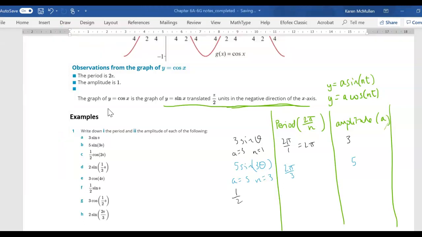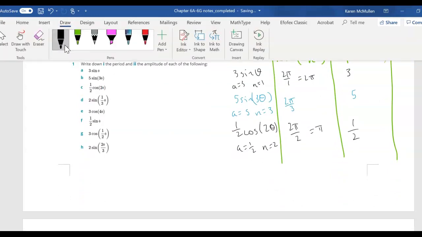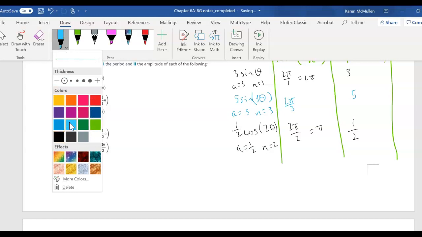I'll just change color so we can differentiate between the two questions. So we've got a half cos 2 theta. A is equal to a half, n is equal to 2. So your period is going to be 2 pi on 2, which is equal to pi. That means we do one full period just in pi. When we do sketching, I'll show you the easiest way to sketch the graphs. Your amplitude is a half, so instead of going from -1 to 1, it's going from -1/2 to 1/2. We're not going to do too many because I'm sure you get the gist of it. Let's just do the next one though.